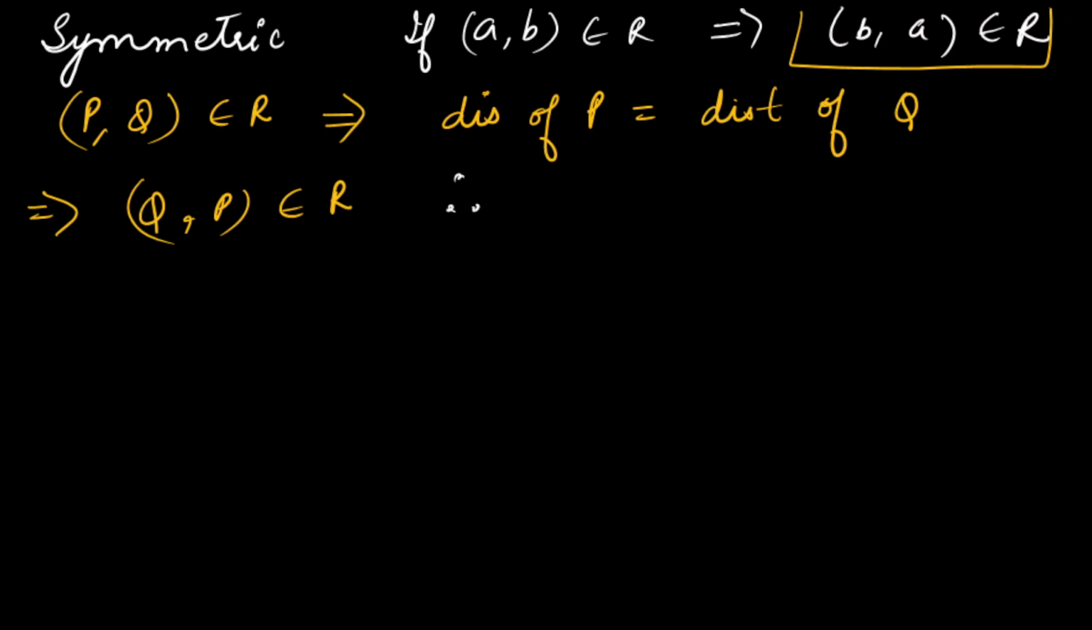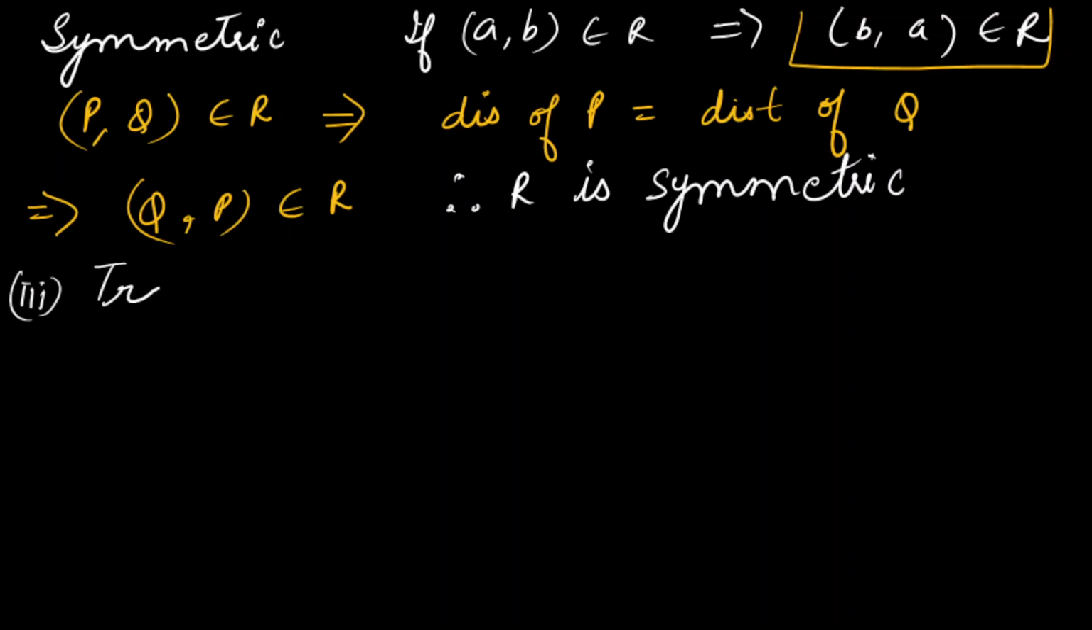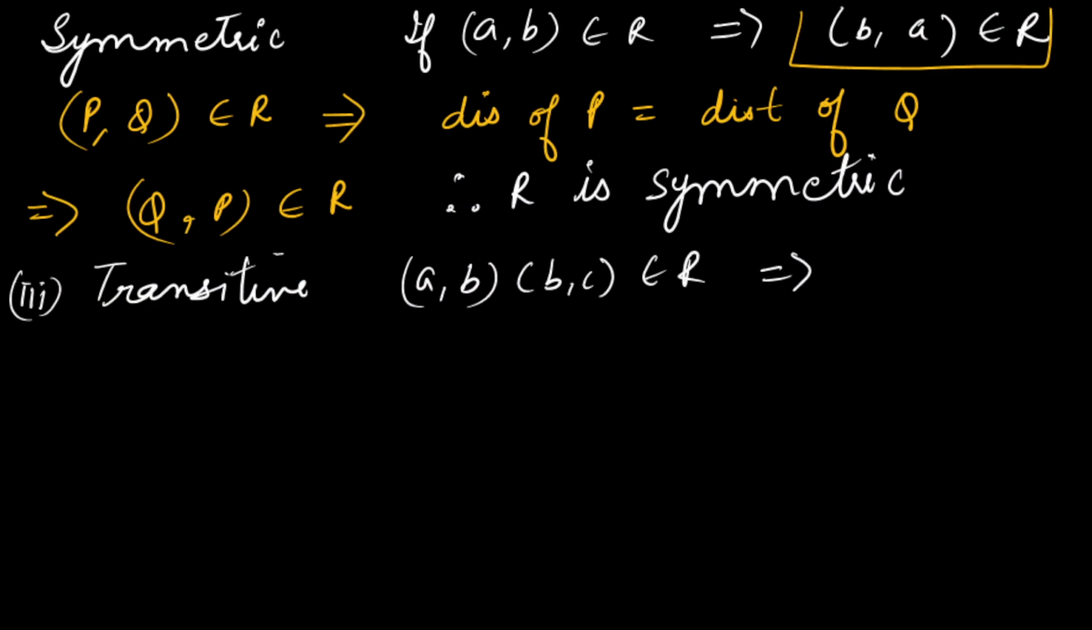Therefore, relation R is symmetric because it satisfies the definition of a symmetric relation. Now the third one is transitive. So again you have to go to its definition. A transitive relation says if I have ordered pairs (A, B) and (B, C) belonging to R, it implies (A, C) should also belong to R.